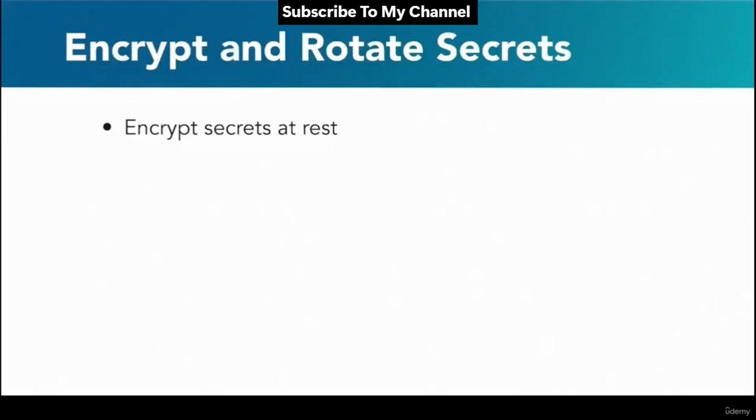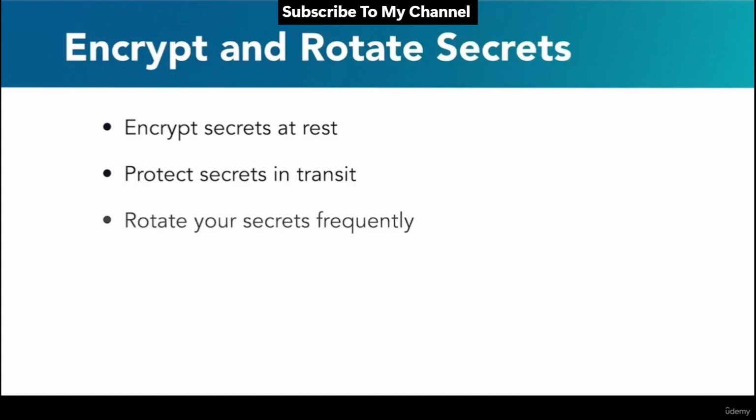Encrypt secrets at rest and in transit. Use the latest version of Kubernetes supporting encryption of secrets in etcd. Use TLS to ensure that the confidential data in transit is not accessible to others. Rotate your secrets frequently. Remove the service account token after it is no longer needed. And finally, reduce the lifespan of a secret. Shorter the lifespan, the less likely it is going to be usable by an attacker.